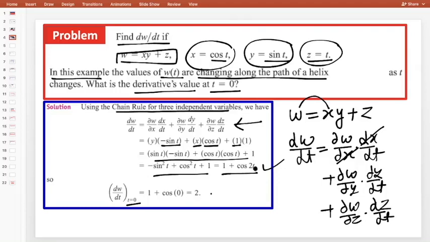Once you put t equal to 0, cos 0 is 1, 1 plus 1 you will get 2. So this is a simple, application-based example where we can use the chain rule and find out the derivative of the function.